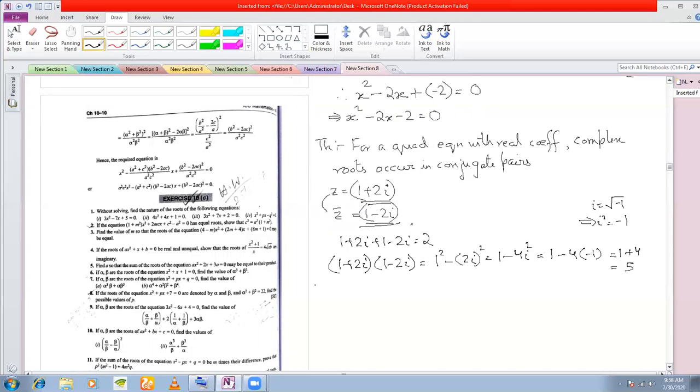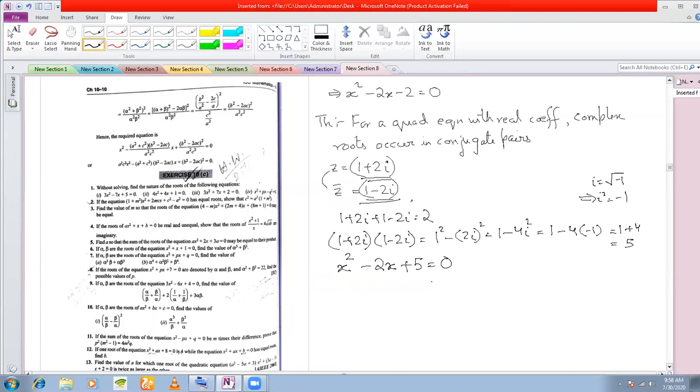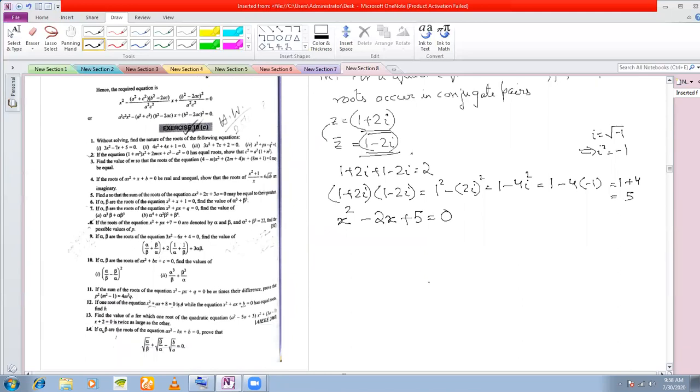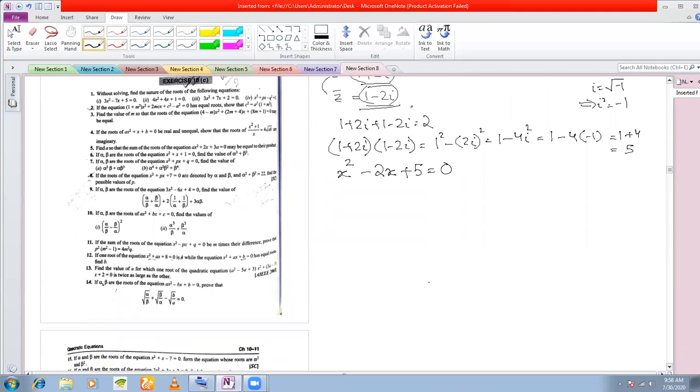So you have got the sum of the roots and the product of the roots. Therefore the quadratic will be x square minus (sum of the roots) x plus product of the roots, which is x square minus 2x plus 5. This is a very, very important part. Now let us solve some problems from the exercise, the important ones.